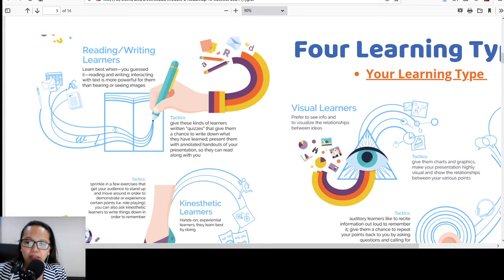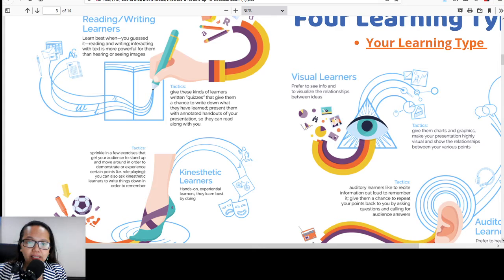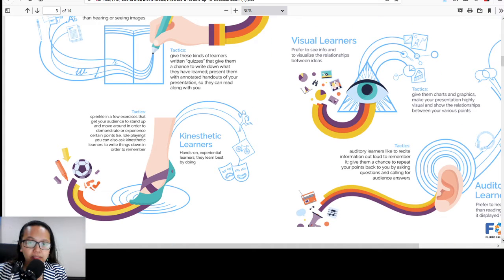Then next we have the kinesthetic learner. Kinesthetic learners are hands-on, experiential learners. They learn best by doing. For the tactics, sprinkle in a few exercises that get your audience to stand up and move around in order to demonstrate or experience certain points, like role playing. You can also ask kinesthetic learners to write things down in order to remember.